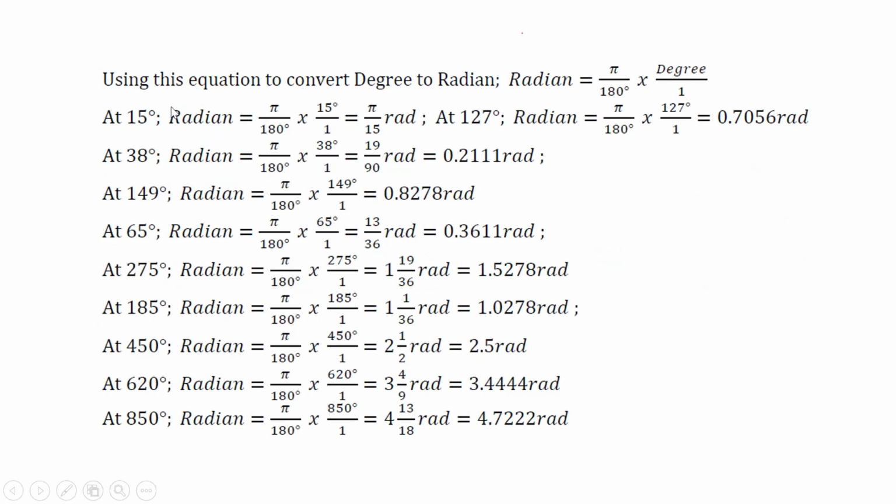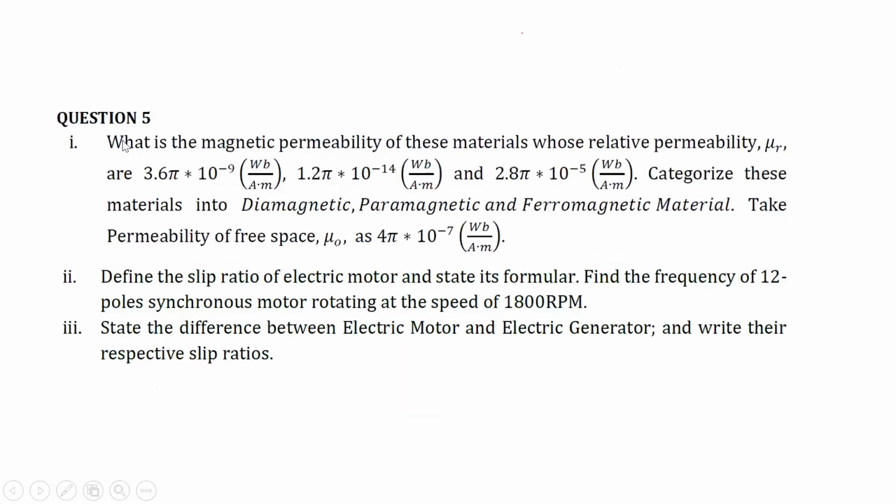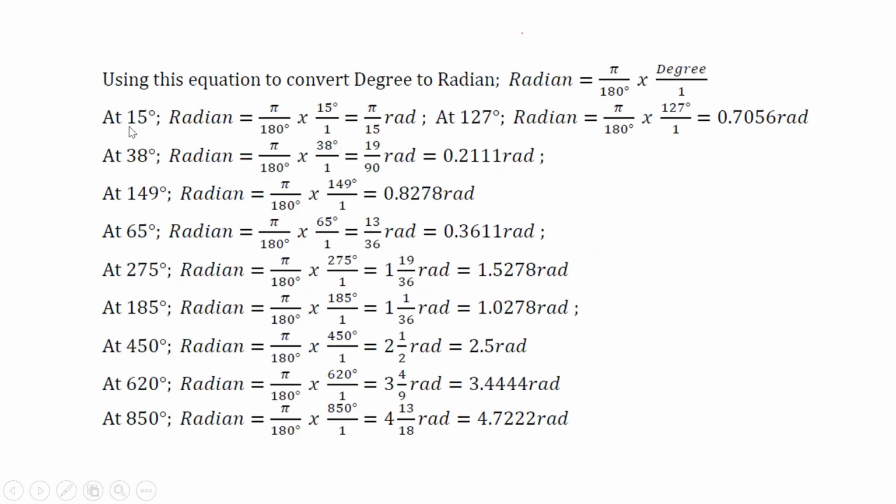So converting this degree to radian, this becomes our formula. We have pi over 180 times degree over 1. And that will give us, we have 15 degrees, which will be pi over 180 times 15 degrees. And our answer is pi over 15.